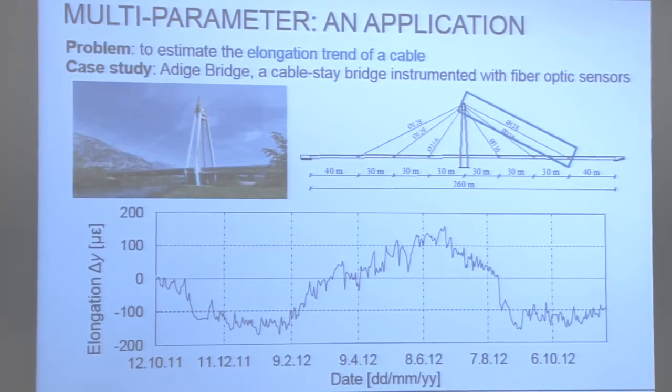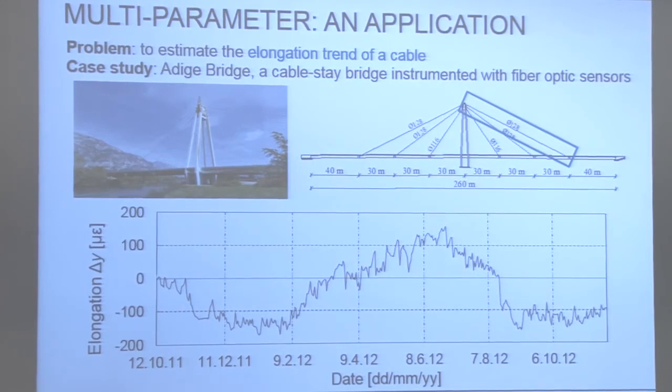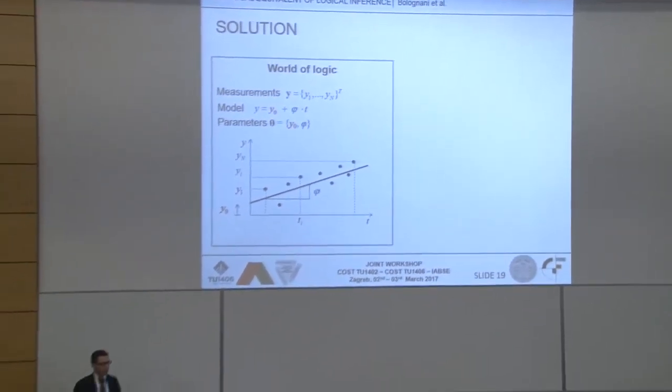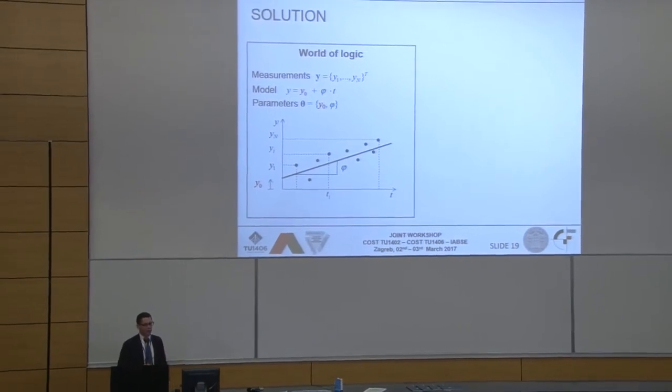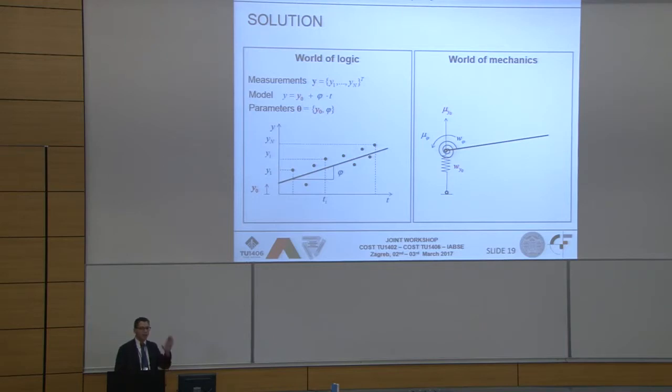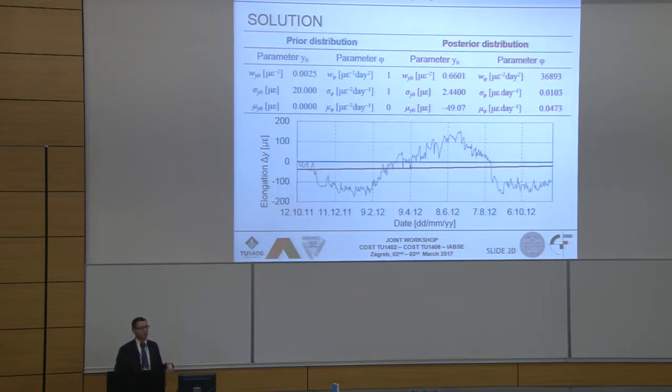Simple application: let's say we want to calculate the elongation trend of a cable of a cable-stayed bridge. These are the data acquired over time, so this is a simple linear fitting problem. The parameters we want to identify are two, the intercept of our line and its slope. And the mechanical equivalent can be seen as a rigid bar, free to slide and rotate in space. The prior information on the linear trend can be seen as a rotational spring with appropriate stiffness or flexibility. And all the information gathered over time is represented by springs connected to the bar. And so the equilibrium position of the system will provide us the posterior distribution of our parameters.